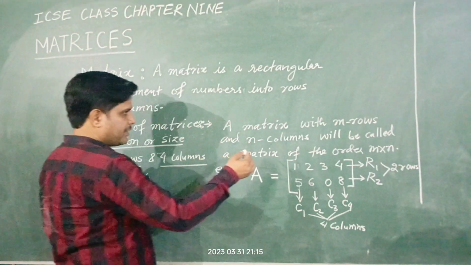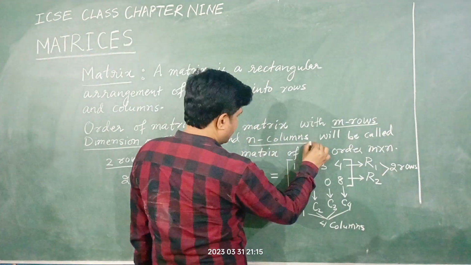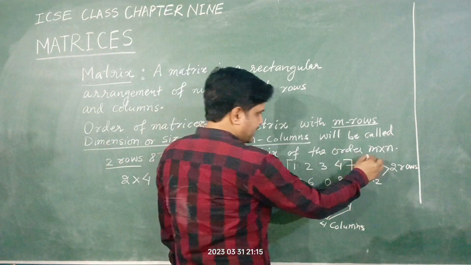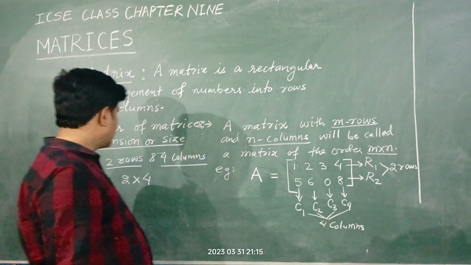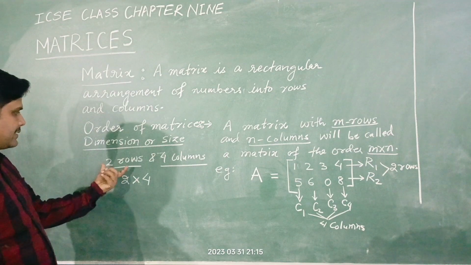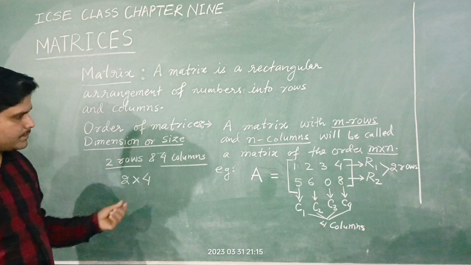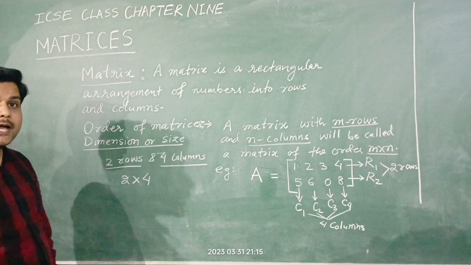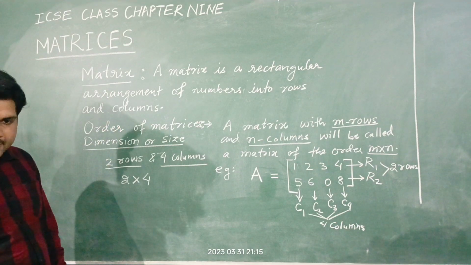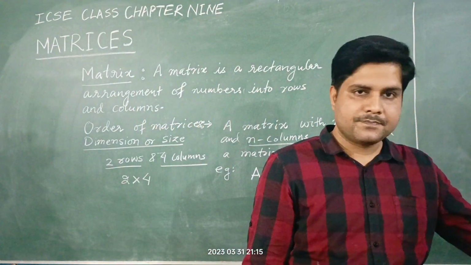Like in the definition we have written, if a matrix has m rows and n columns, the order of the matrix becomes m cross n. Similarly, here we can say the order of this matrix A is, because it has 2 rows and 4 columns, 2 into 4 or 2 cross 4. I hope you have understood what is meant by the order of the matrix or dimension of the matrix, or we can also call it size of the matrix. Moving on.